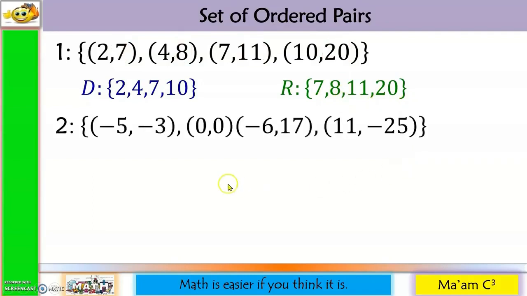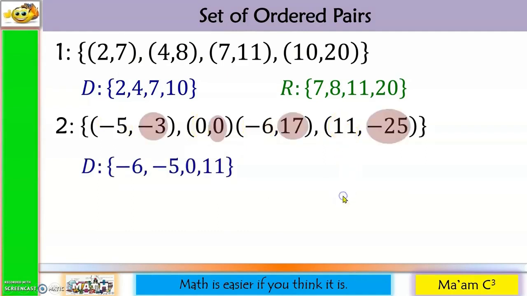Number 2. For the domain, we have -5, 0, -6, 11. When we write the domain and range, let us arrange the values in ascending order. So the first one will be -6, -5, 0, and then 11. Now for the range, we have -3, 0, 17, -25. So the first one will be -25, then -3, then 0, then 17.